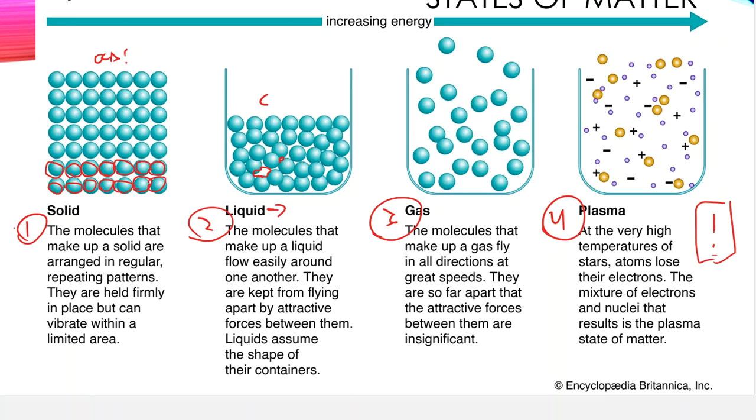They are kept from flying apart by attractive forces between them, and liquids assume the shape of their containers. All right, so basically what that's trying to say is that these liquids are close together. They touch, so they're not just by themselves. They've got neighbors that they can rely on.